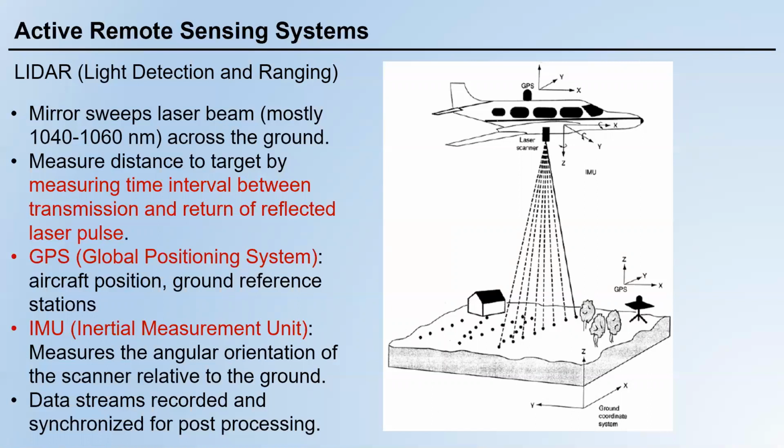LiDAR was not that accurate maybe three or four decades ago, because we didn't have GPS and IMU. So the position and gesture could not be accurately recorded or monitored, and accurate distance measuring was not possible. But it's possible today, and today LiDAR is not only for scientific applications.